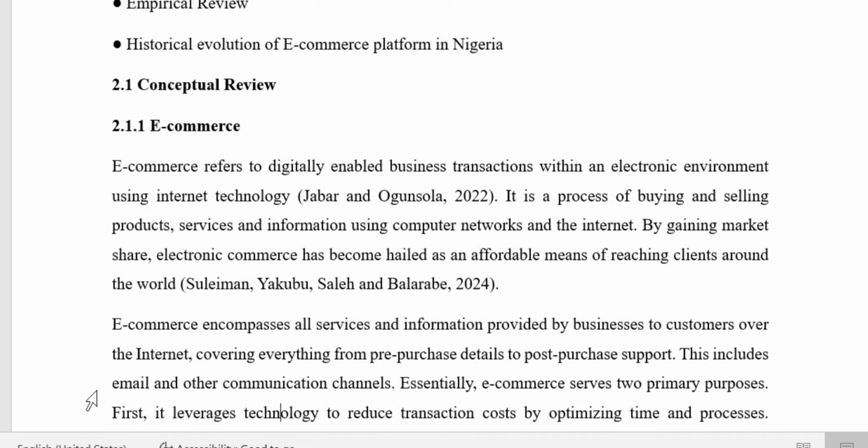Now here, let me repeat myself. The literature review, which is usually the chapter 2 of your projects, has three elements. The first element is the conceptual review. The second one is the theoretical review. And the third one is the empirical review.